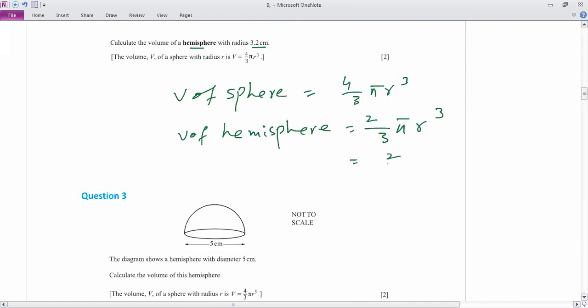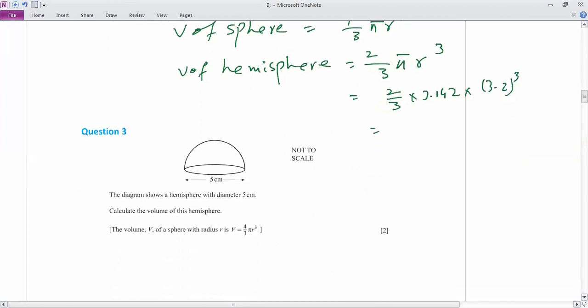It will be 2 over 3 into 3.142 into 3.2 cube. Just do the calculation for this one. Let me know. It's just calculation, so there will be no problem.